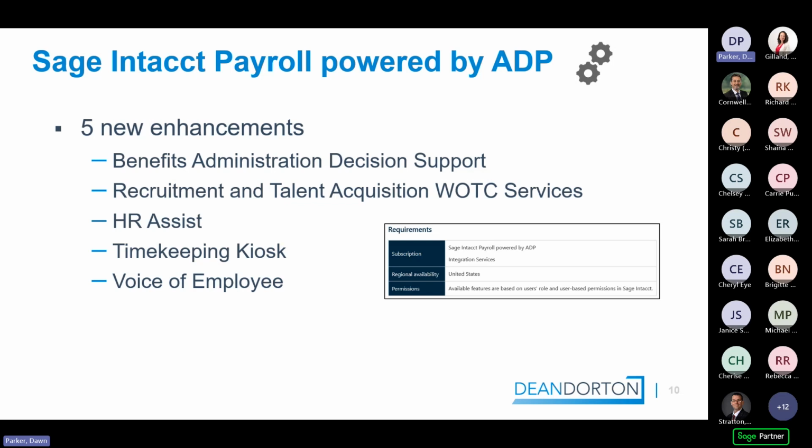Some things that they have added in this latest release are benefit administration decision support. So that allows your employees to select the benefit offerings that are right for them with a personalized approach through a series of questions and steps to guide them. They've also added the recruitment and talent acquisition work opportunity tax credit. So that allows them to increase screening compliance and capture more tax savings across more eligible applicants.